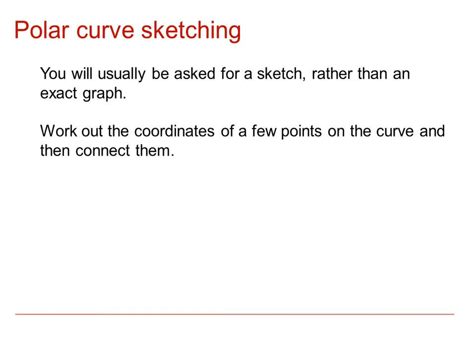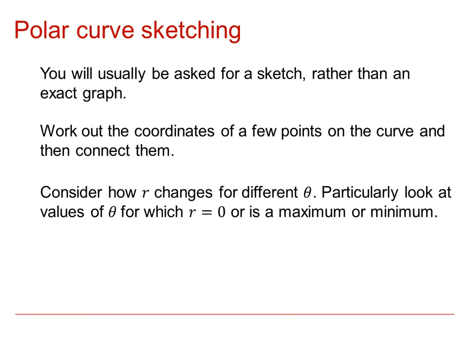You should also think about how the value of r changes for different values of theta. Particularly you might look at where theta is equal to 0 or is a maximum or a minimum. These are often involving trig functions, sine and cosine, and so these vary between -1 and 1.